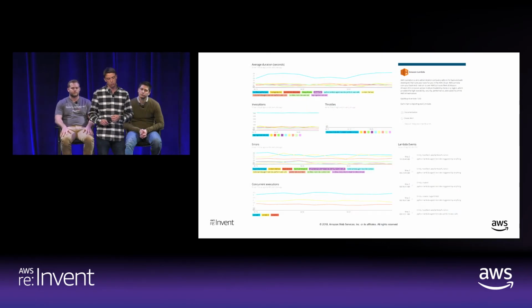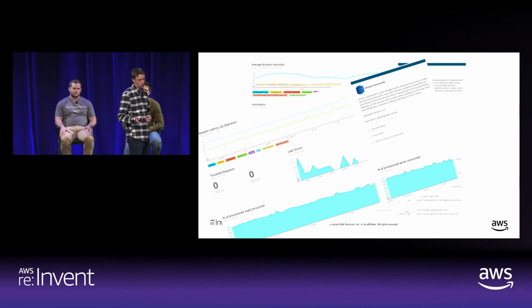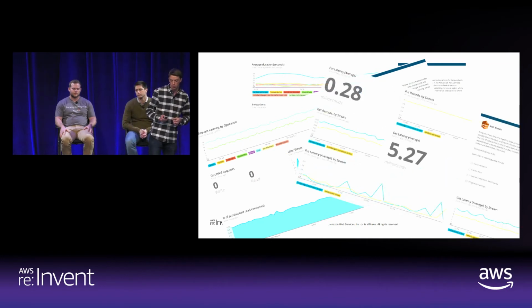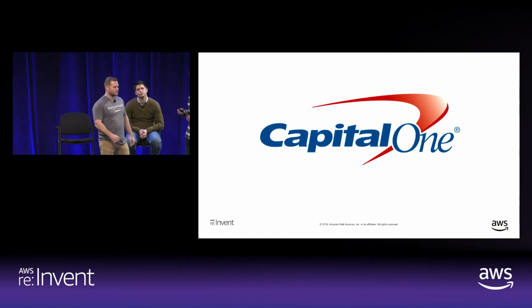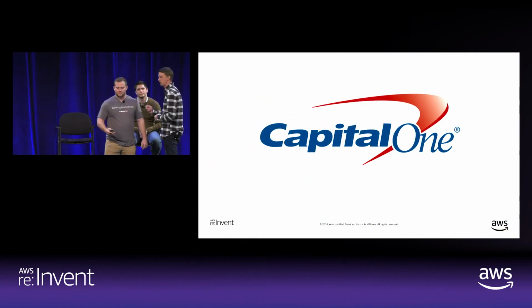And that lets you do fun stuff like see the aggregate stuff that's happening across your AWS services and build custom dashboards that are pretty unique to that. So with that, I'm going to hand it over to Sean. He's going to go through some Capital One use cases, talk about their experience using Lambda.